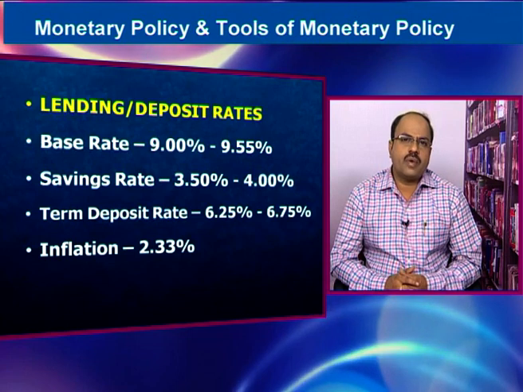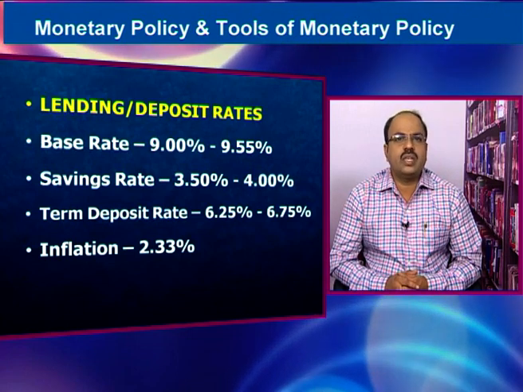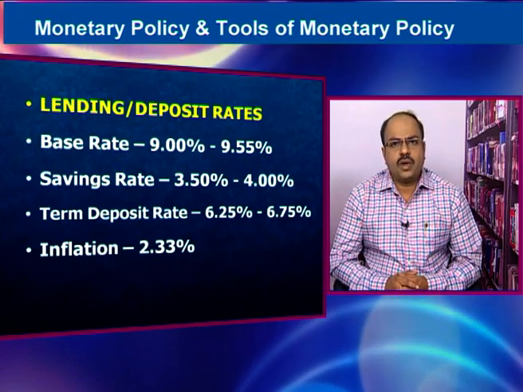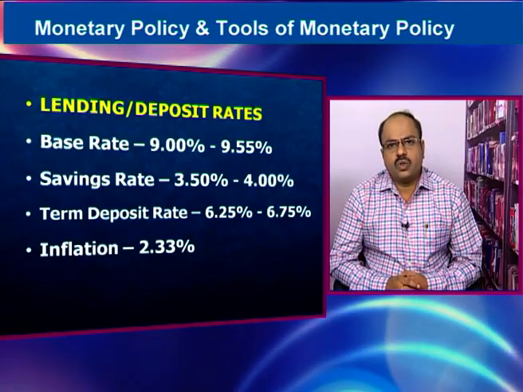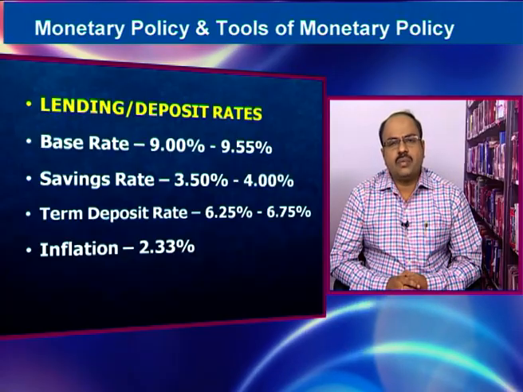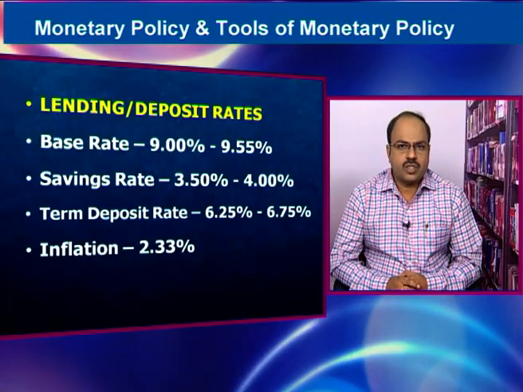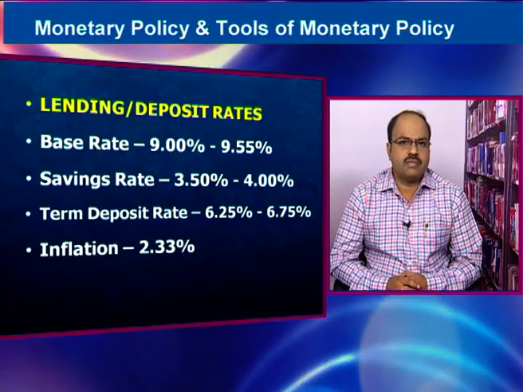Base rate, savings rate and term deposit rates. These three are the lending and deposit rates which are fixed by the Reserve Bank of India. Base rate is 9% to 9.55%. Savings rate is at 3.50 to 4%. Term deposit rate is at 6.25% to 6.75%.